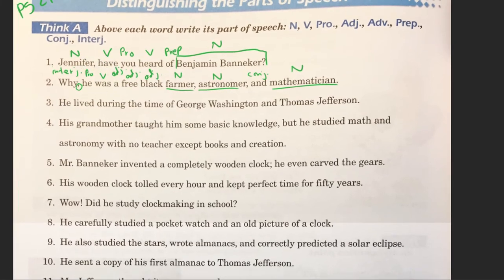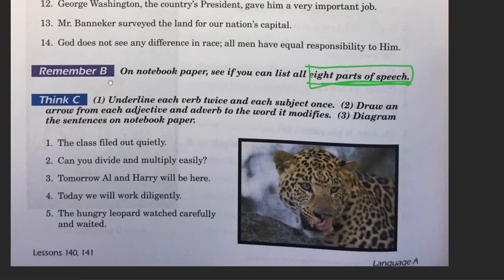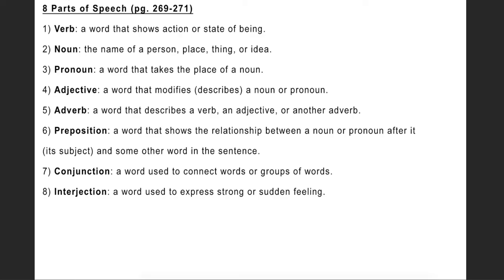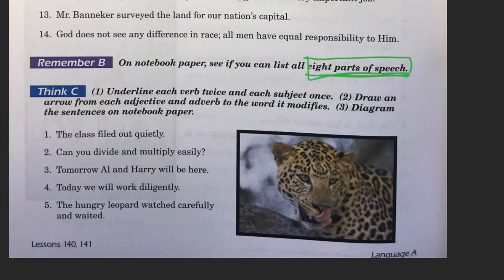So for every word, you need to label it one of these 8 parts of speech. For Remember B, just copy down the list that I showed you before, this list here, you'll be okay. Okay, let's see. I think you should be able to do this on your own. Remember to draw a diagram. All right, draw a diagram of the sentence.